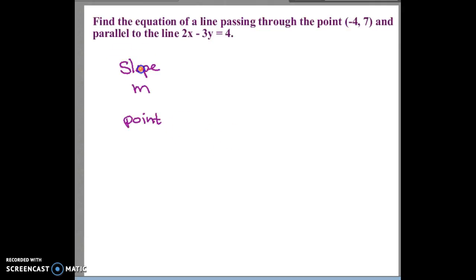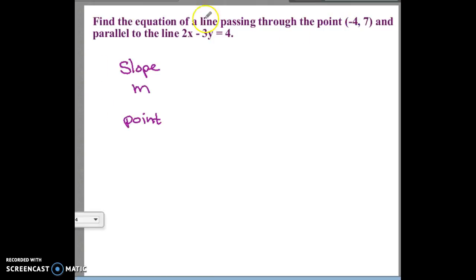In order to find the slope, we haven't been told the slope, we haven't been given 2 points. What we've been told, though, is that the line that we're going to find the equation for is parallel to this line. And parallel lines have the same slope. So if I know the slope of this line, I'm going to know the slope of the line that I need to write the equation for.